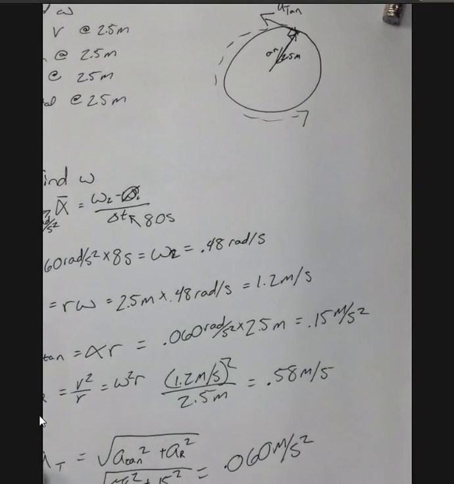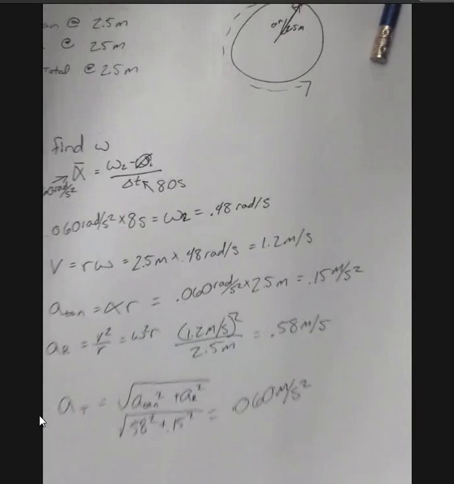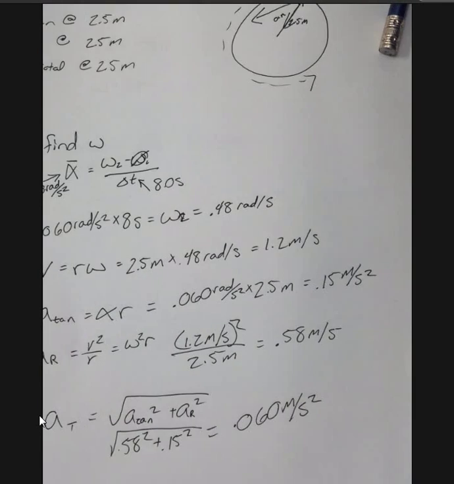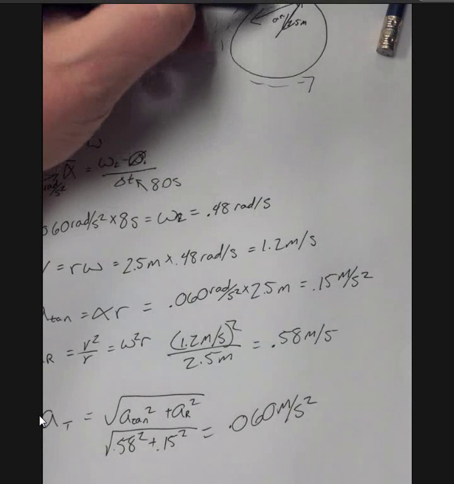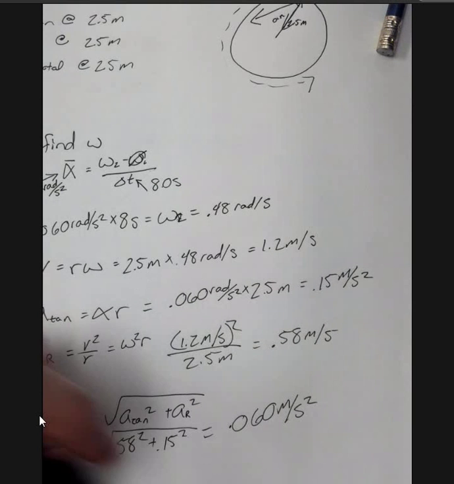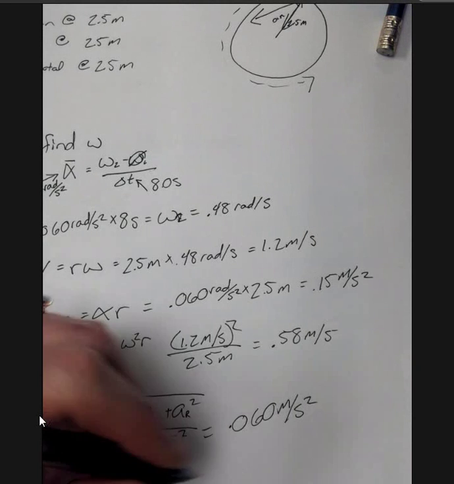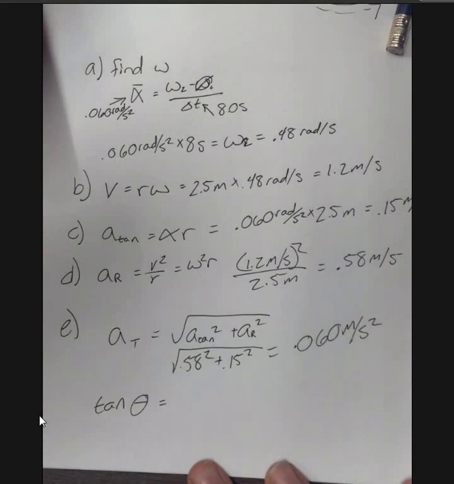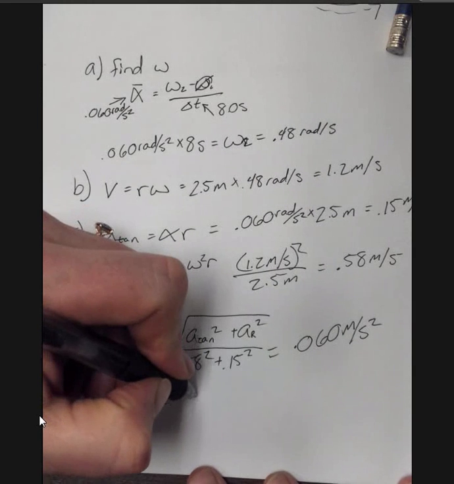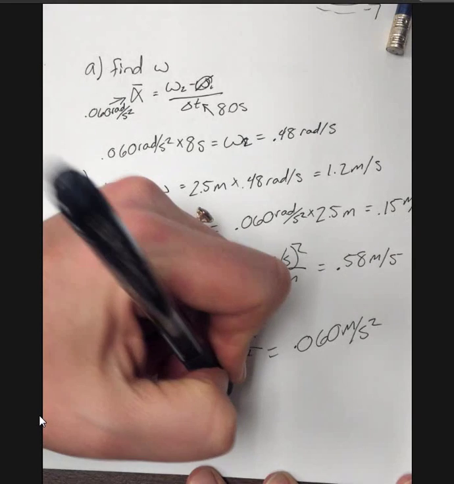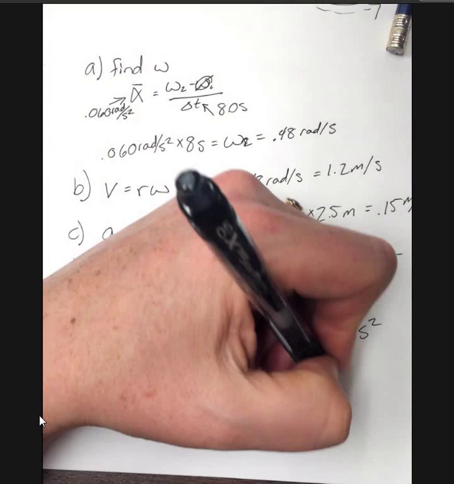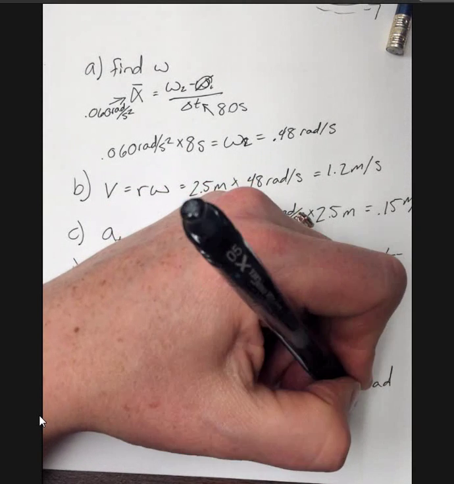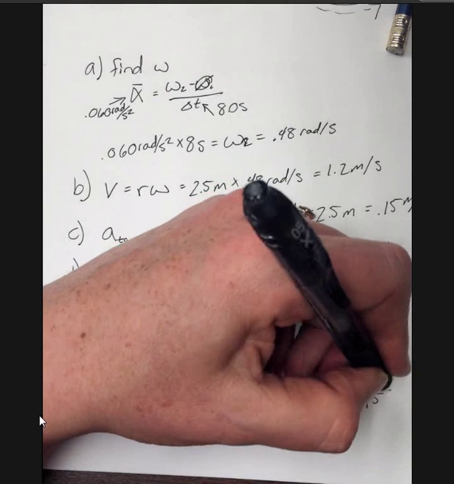That would be the total acceleration, but acceleration is a vector. You know that it's going to be some value in between them, so we need to know the angle. If we want to know the angle, it's going to be opposite over adjacent, so it's going to be tangential. The tangent of those two values is opposite over adjacent, so tangential over radial. So you take the inverse tangent of 0.15 over 0.58, and you're going to get 0.25 radians, or approximately 15 degrees.